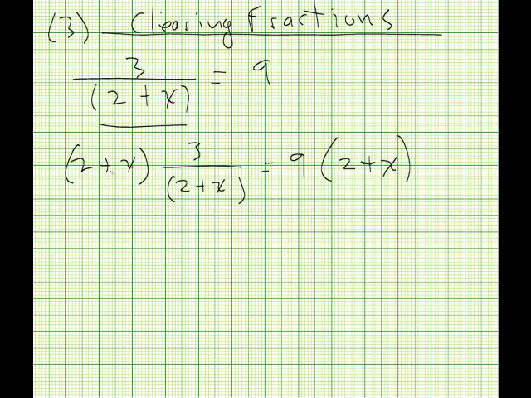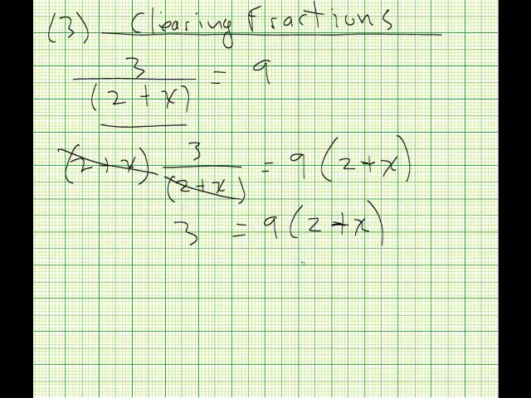If I have a 2 plus x and I divide it by 2 plus x, these cancel out and I end up with 3 is equal to 9 times 2 plus x. Now in the previous example of solving an equation using the distributive property, I went ahead and applied the distributive property, which would be 9 times 2 plus 9 times x. That works perfectly well. There's always more than one way to go about solving an equation, and as long as you do it right, the answer is the same every time.